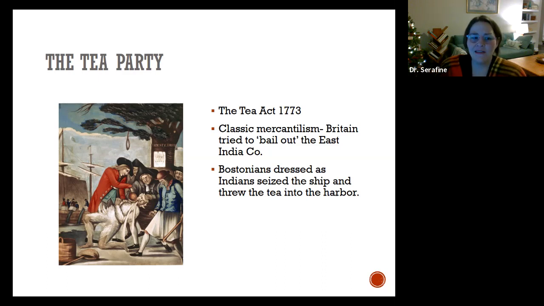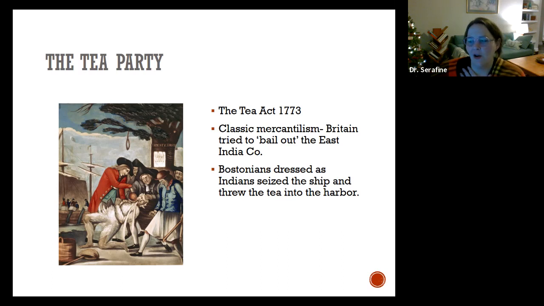Now, the Bostonians love tea, right? The issue isn't that they specifically hate the East India Company. What they hate is this new act that says this is what you're going to buy, specifically to bail out the East India Company, to bail out England yet again.